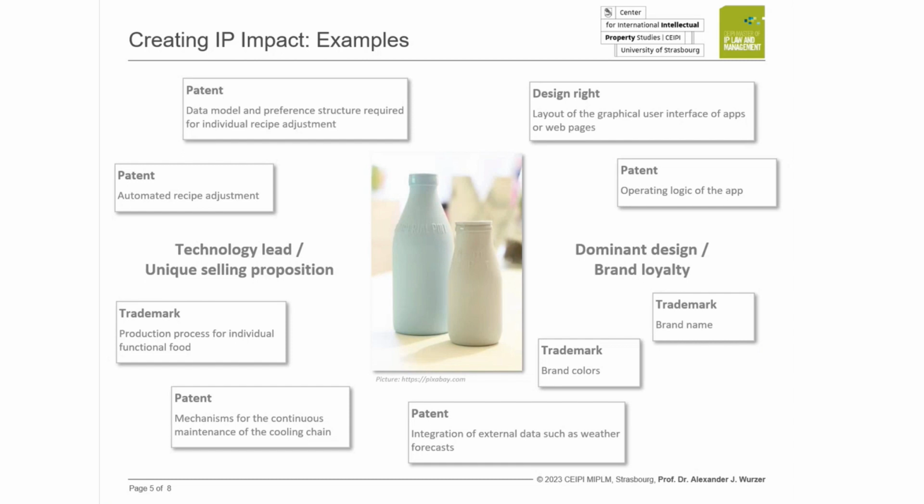We are using here patents for technology lead, because patents are a way to keep the competitors from using the automated recipe adjustment, how we are doing it, and also the data model and preference structure that is required for these recipe adjustments. For dominant designs, we are also using the patent as operating logic of the app and the design, right?